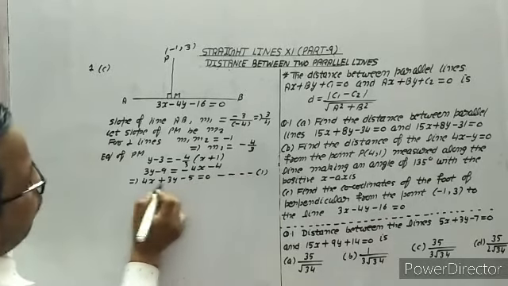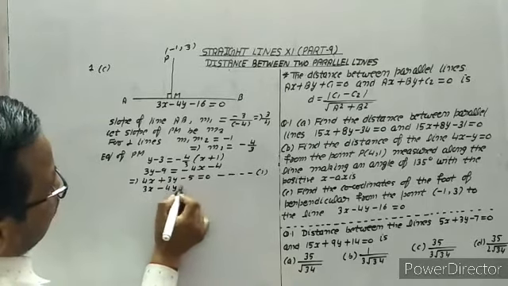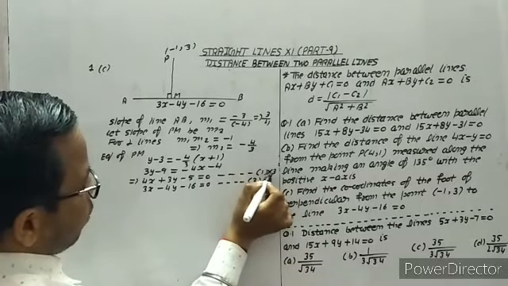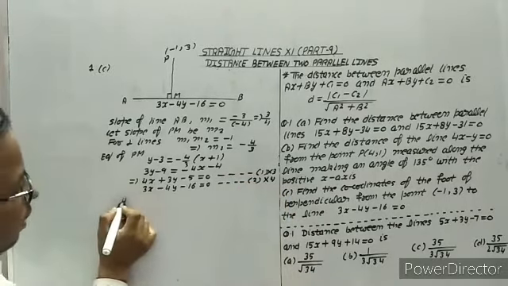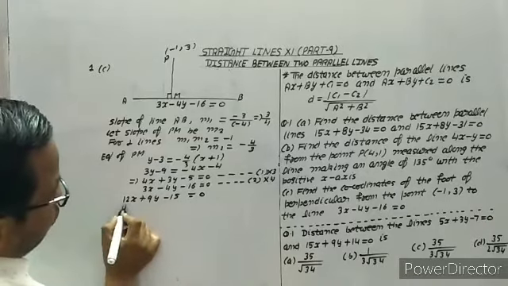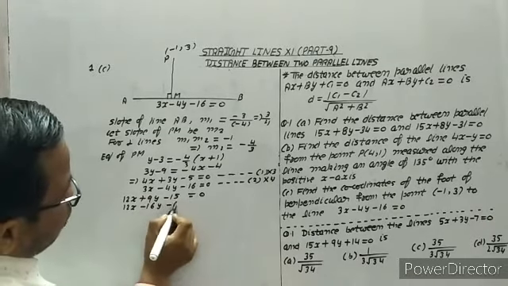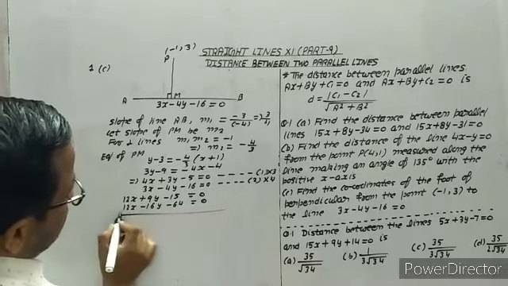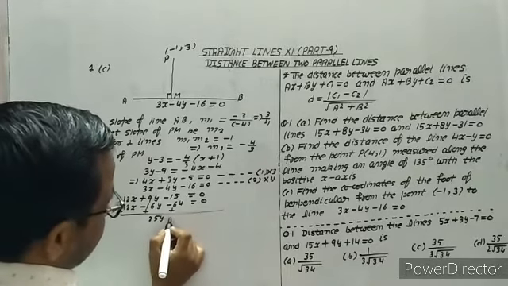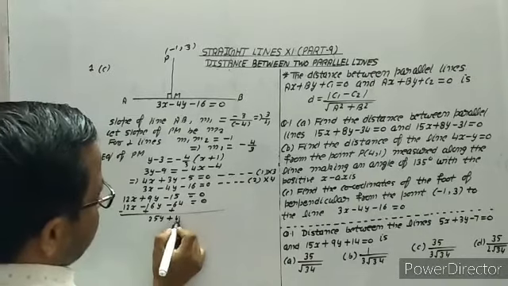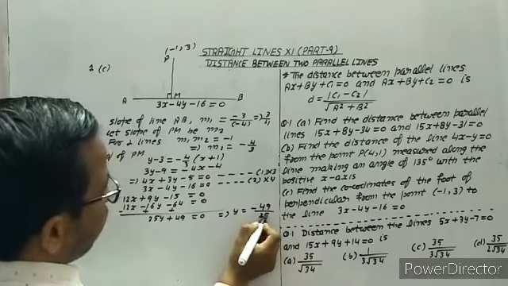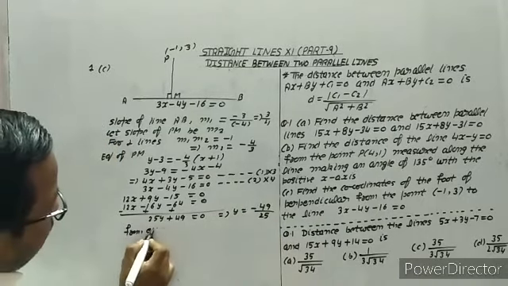Let us suppose this is equation number 1, and this, 3x minus 4y minus 16 is equal to 0, is equation number 2. Now to solve this, multiply this one by 3 and this one by 4. So we will get 12x plus 9y minus 15 is equal to 0, and 12x minus 16y minus 64 is equal to 0. On solving, this is minus, this is plus, this is plus. It means 25y plus 49 is equal to 0. It implies that y is equal to minus 49 upon 25.